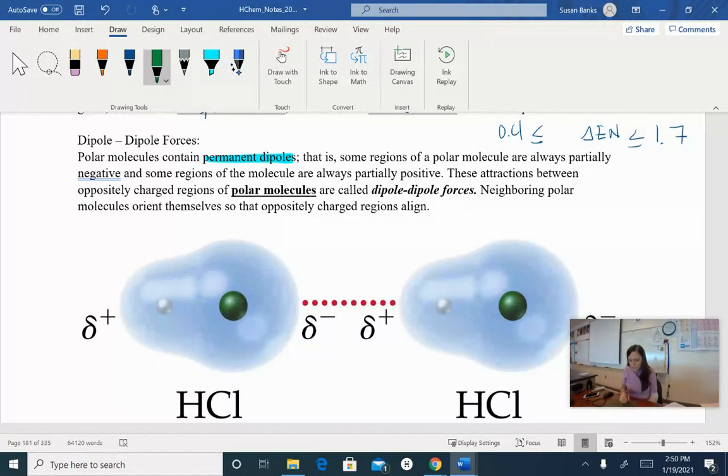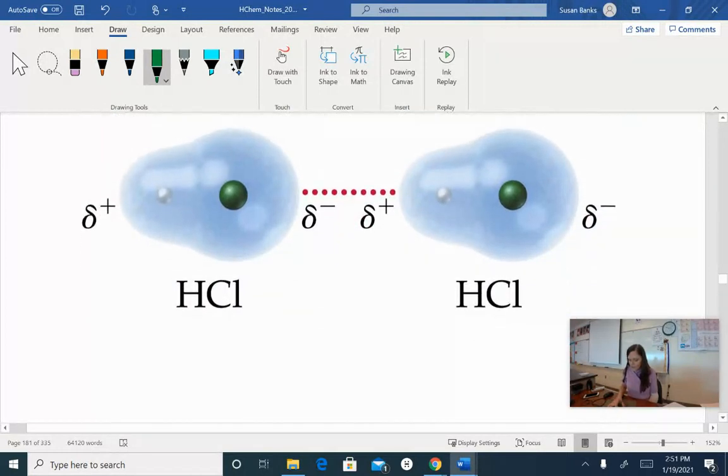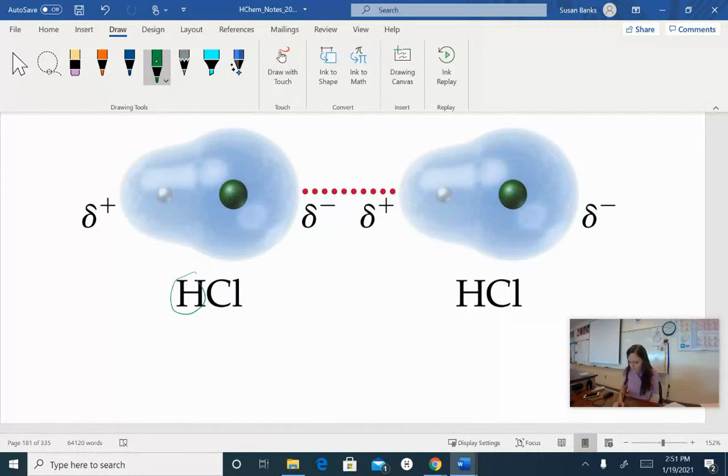These attractions between oppositely charged regions of polar molecules are called dipole-dipole forces. Okay, dipoles match up with dipoles, kind of like little magnets. Neighboring polar molecules orient themselves so that oppositely charged regions align. For example, if I have a whole bunch of hydrogen chloride, the hydrogen is less electronegative than chlorine.